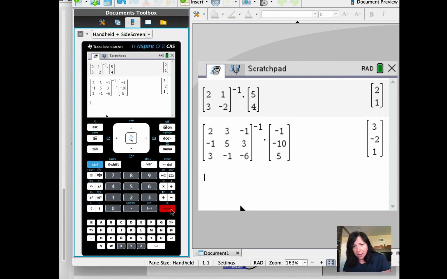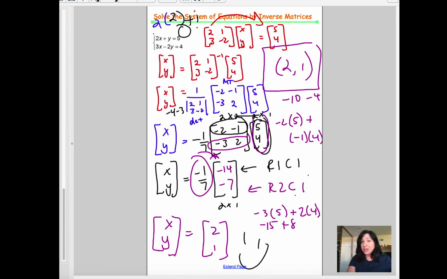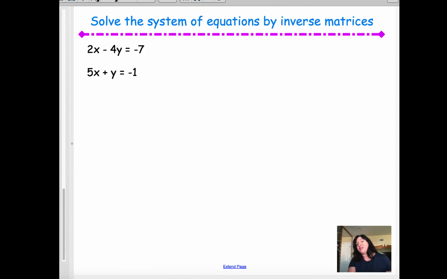Then you have to quit out of that, and then you type matrix again and do a 3 by 1. And lastly, it goes matrix. So if you're using the calculator, you're going to go matrix A, inverse, use the hat button, and then matrix B, and then enter. And that will give you the same thing, but on the TI-84 instead of the TI-Inspire.